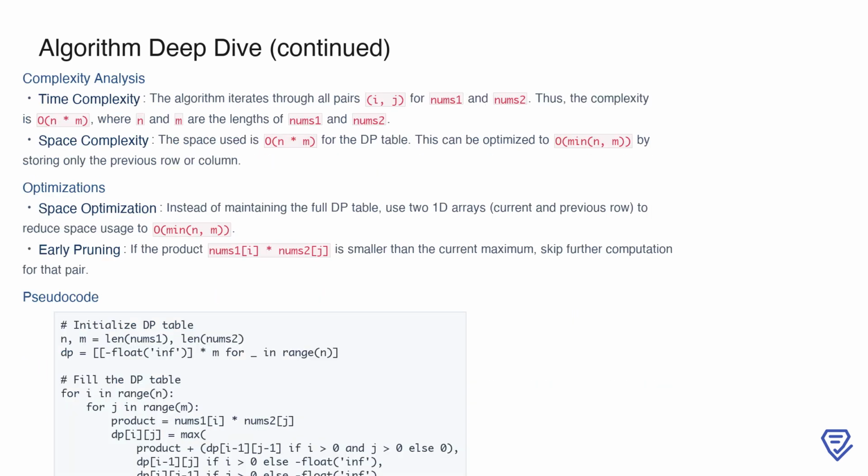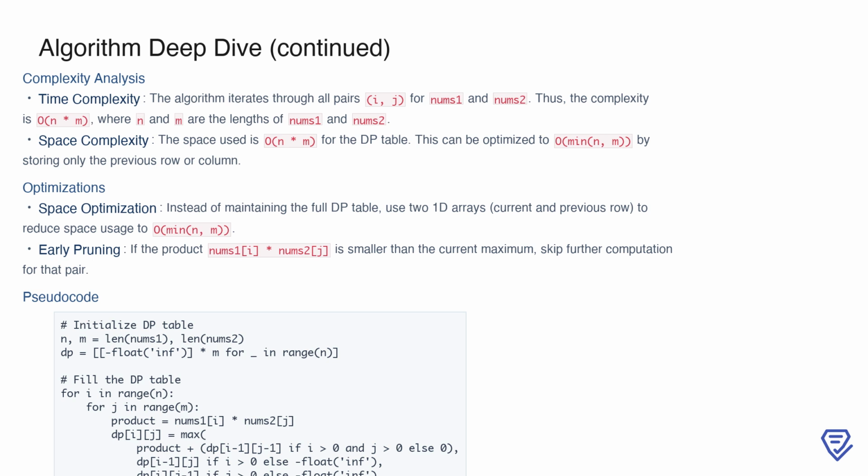Analyzing the complexity of the algorithm, the time complexity is O(n*m), where n and m are the lengths of nums1 and nums2. This is because we iterate through all pairs of indices i and j to fill the DP table. The space complexity is also O(n*m), due to the size of the DP table.